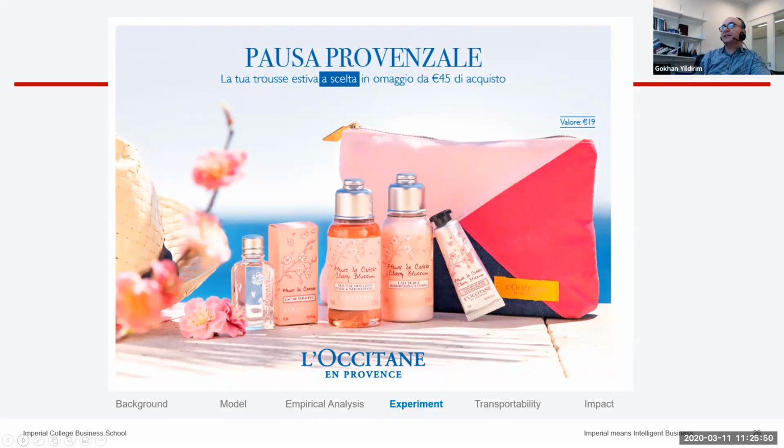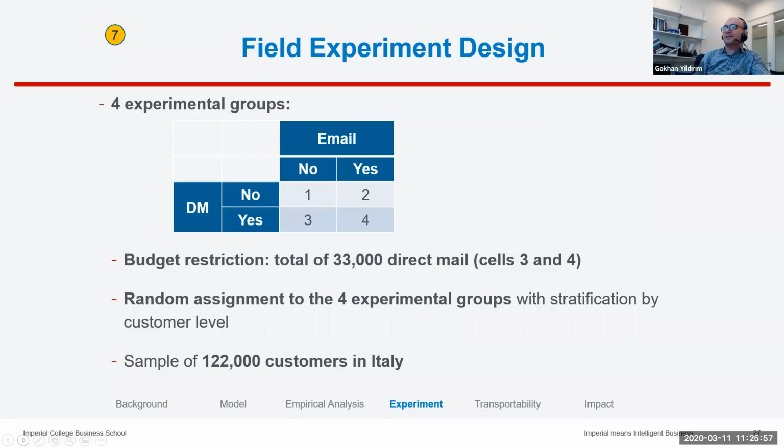So then she said, let's do a field experiment in one of the countries in the data set. So what we did was to run a field experiment in Italy, right? We said, okay, let's split the customers in Italy into 4 groups. In total, there were 122,000 potential customers. And we said, we are going to randomly assign customers to 4 experimental groups.